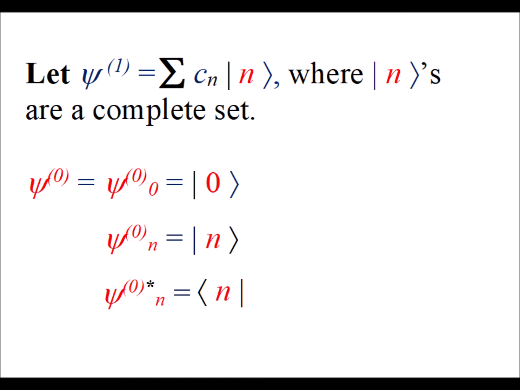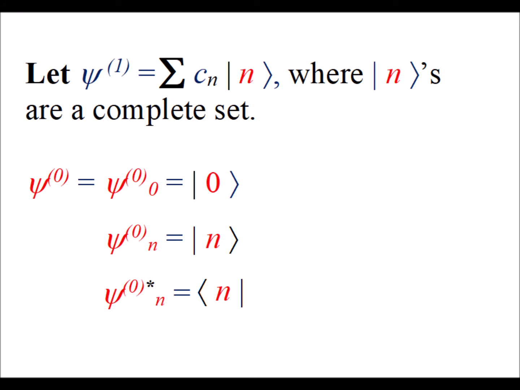We will attempt now to find the first order correction to the wave function psi 1 and the first order correction to the energy E1. So let us write the first order correction to the wave function psi 1 as a linear combination of the eigenfunctions of the unperturbed Hamiltonian.